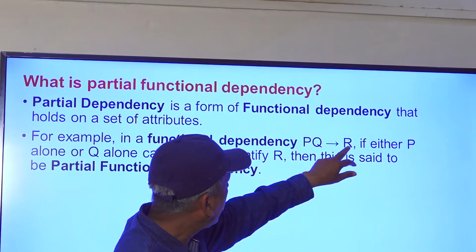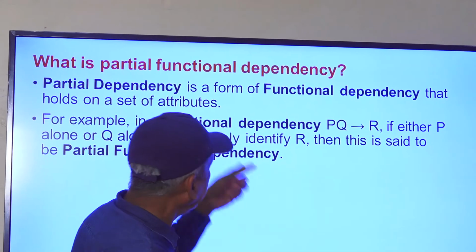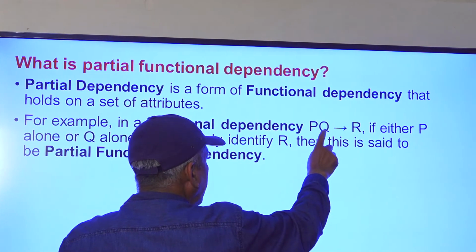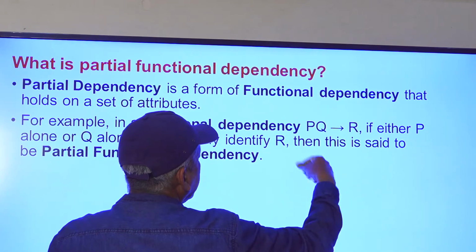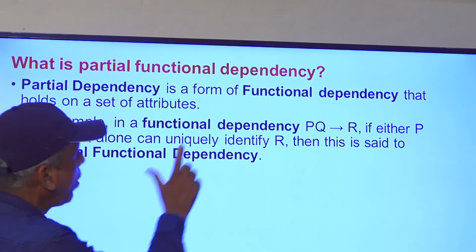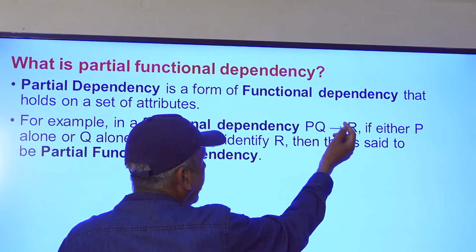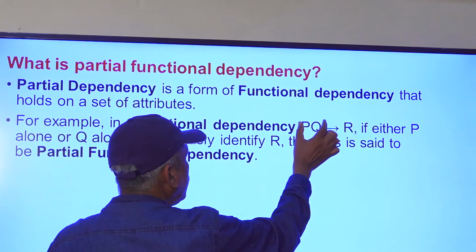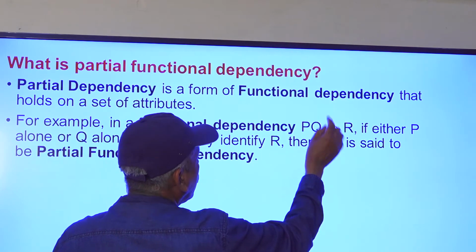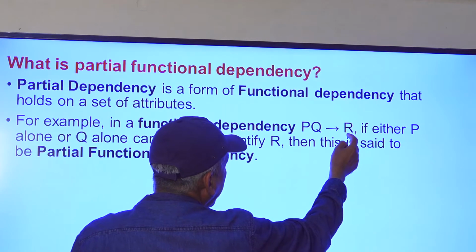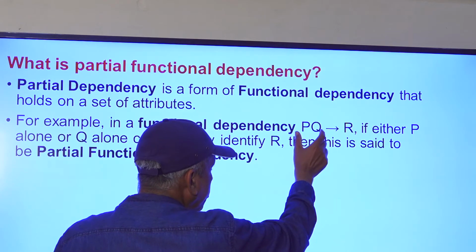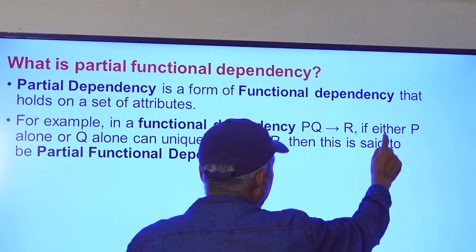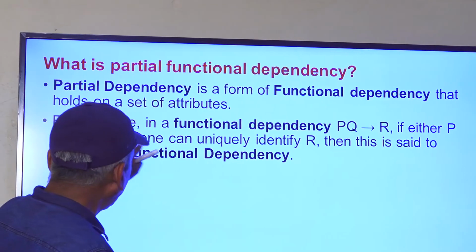PQ produces R. If only P produces R and only Q produces R, then this is called a partial. If P produces R, that is part of the PQ, so this R depends on a part of the PQ. That means either only P or Q. That's why it is written as either P alone or Q alone.